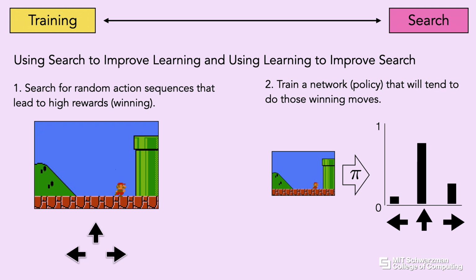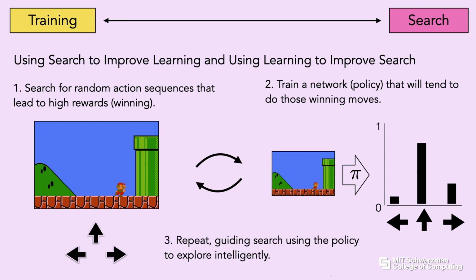So I train my network pi to output jump when I'm next to this tube here. So reinforcement learning: search for random action sequences that lead to high reward, and then train a network of policy that will tend to do those winning moves. And three, repeat. Guide the search process using the policy not to try random things now, but to try things that it thought were pretty good and search intelligently.